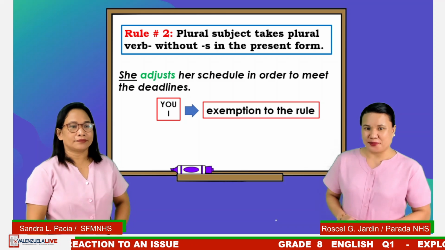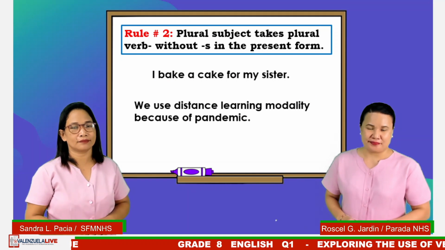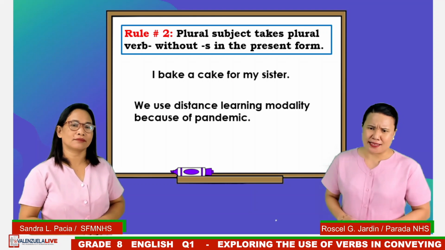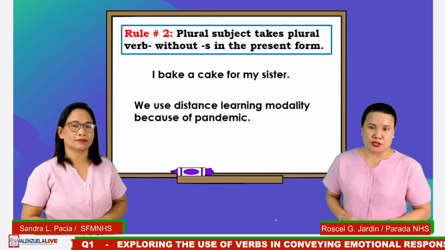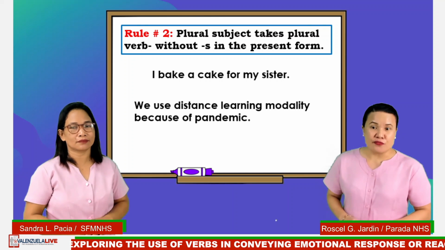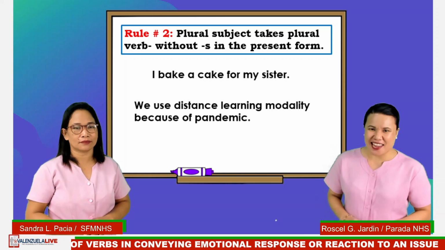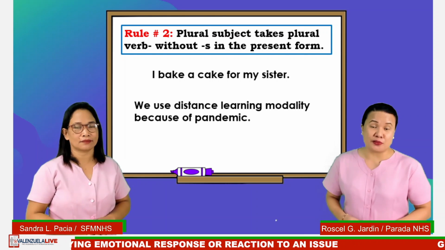Look at this example. I bake a cake for my sister. Here, you cannot say, I bakes a cake for my sister. Since I is an exception to the rule, we need a verb without S. Do you get it? Great! Now, let us have an example that adheres to rule number 2.